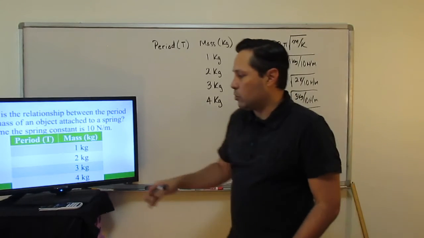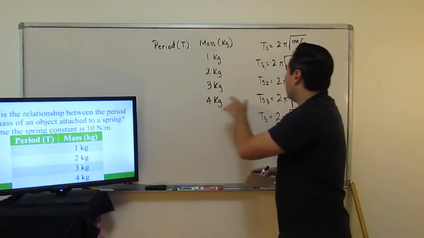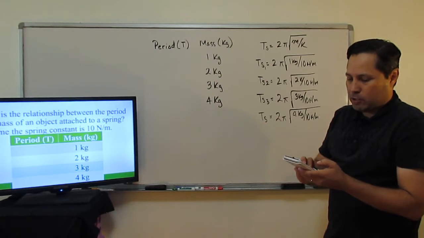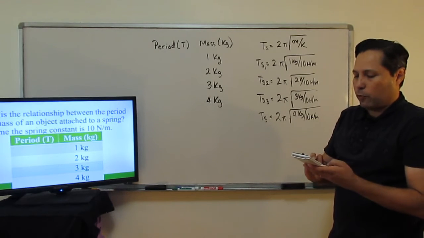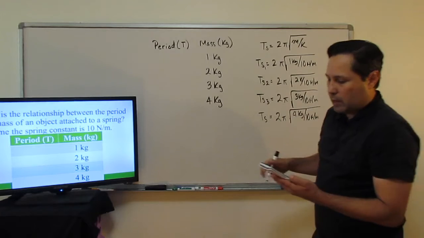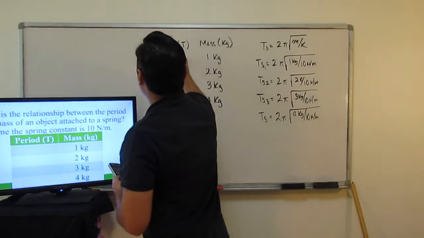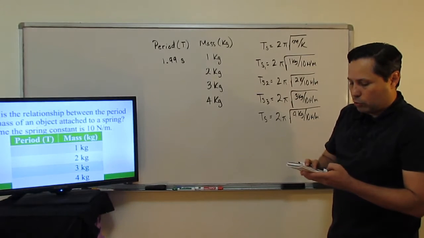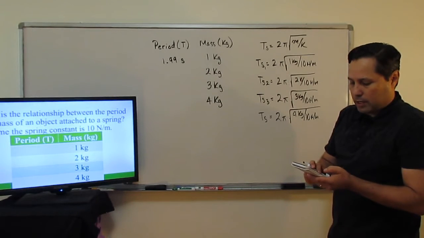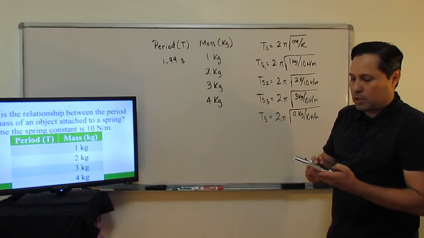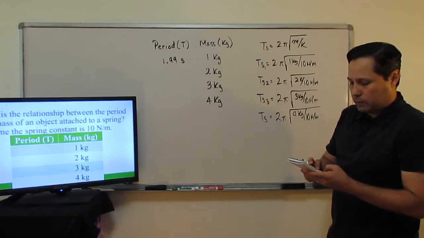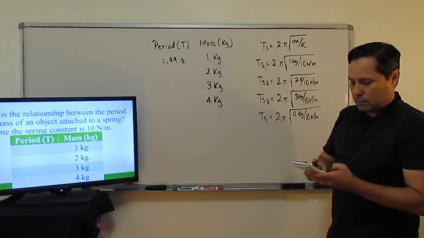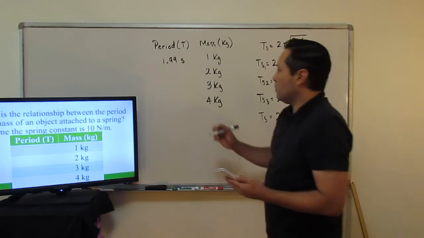Alright, so now let's go ahead and do the calculations, and this time I'll write my answers here. For the first one, it is the square root of 1 over 10.1, multiplied times 2 times 3.14, which is pi, and we get our answer, 1.99 seconds. For our second problem, we get the square root of 2 divided by 10, and then multiply 2 times 3.14. That's going to give us 2.81.